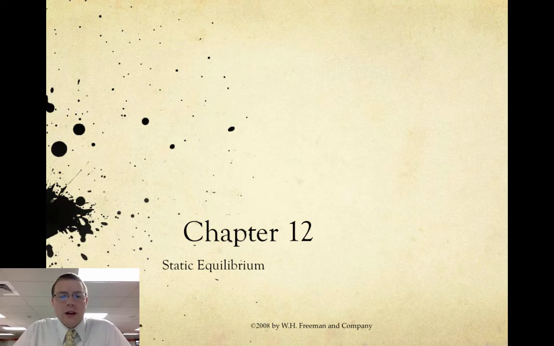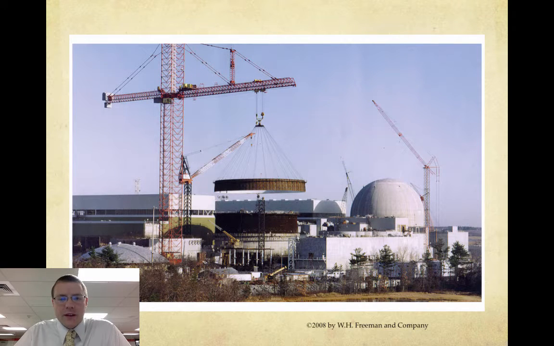Hey everyone, we're looking at chapter 12 here and static equilibrium. So we want to see what it takes for an object to be in static equilibrium. Like in this crane picture here, you can see that that crane is lifting a very large weight and the crane is not tipping, it is not moving. So if it is not tipping and moving, then there must be something to balance it on one side or the other. And that's really what we mean by the term equilibrium.